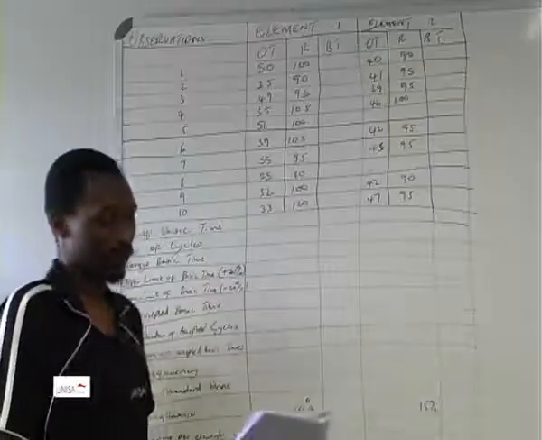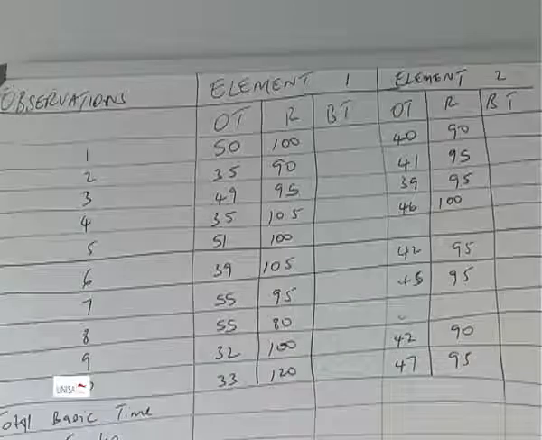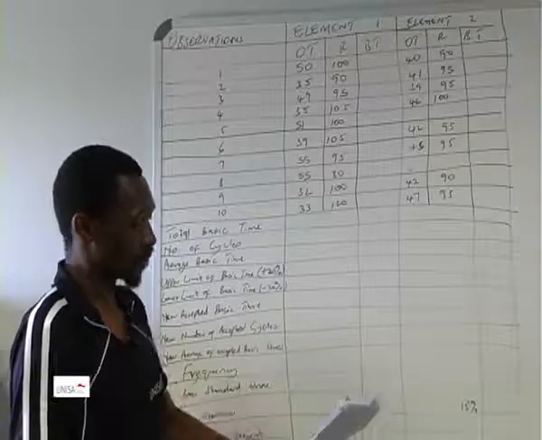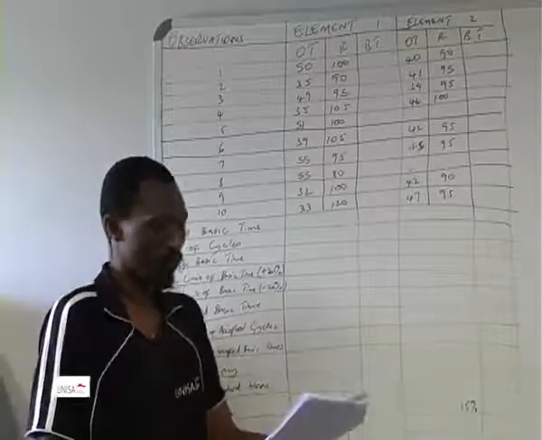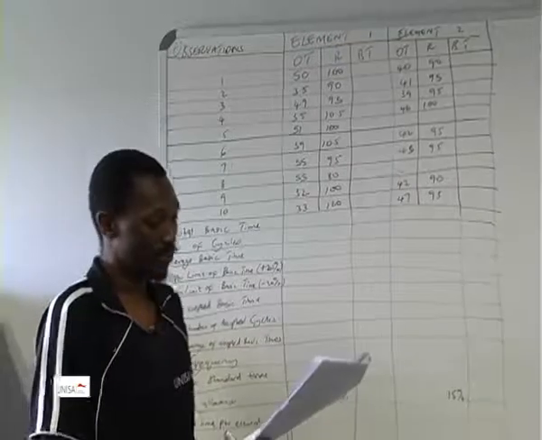Question 4.1 says the rating and the observed times for element 1 and 2 are given in the table below. This is the table. The question says calculate the basic time for both elements and the total standard time for both elements. All times are given in standard times.